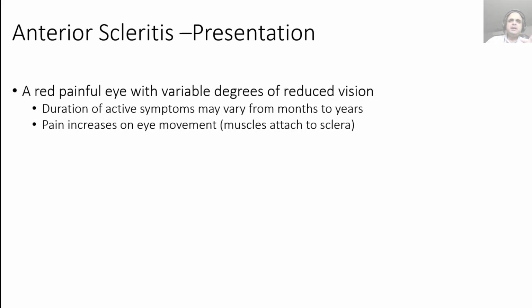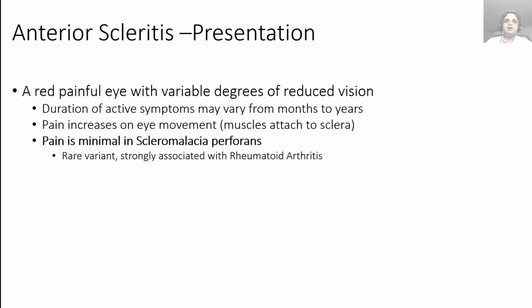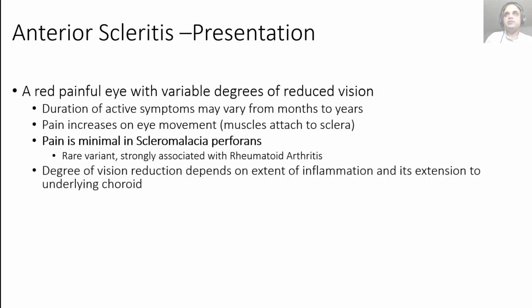Since it's associated with an autoimmune disease, the period of active symptoms can be from months to years. And because the muscles are attached to the sclera, as the muscles contract and exert a traction on the sclera, and the sclera is inflamed, the pain becomes worse on eye movement. There is one variant of scleritis that does not have any pain, and that's called Scleromalacia Perforans. It's a very rare but a very malignant type of anterior scleritis that quickly destroys your sclera, and it's a very strong association with rheumatoid arthritis.